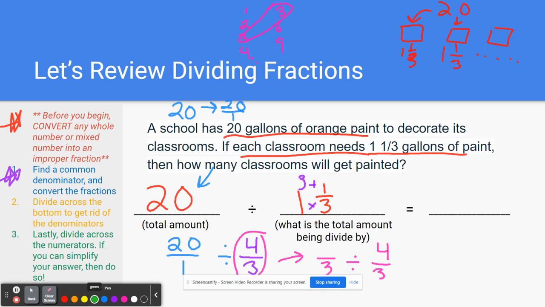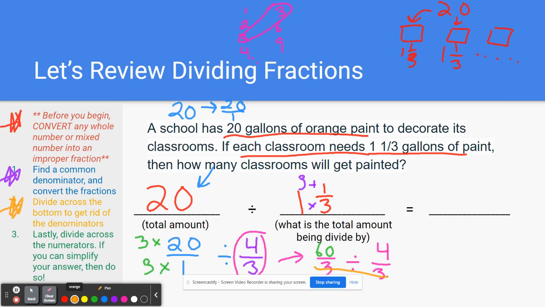What did I multiply 1 by to get a denominator of 3? I multiplied it by 3. And whatever I do to the bottom, I have to do to the top. So 20 times 3 is 60. Now I have 60 over 3 divided by 4 over 3. Next up, I need to divide across the bottom to get rid of the denominator. So 3 divided by 3 is 1. It cancels out. That's the point of finding the common denominators.